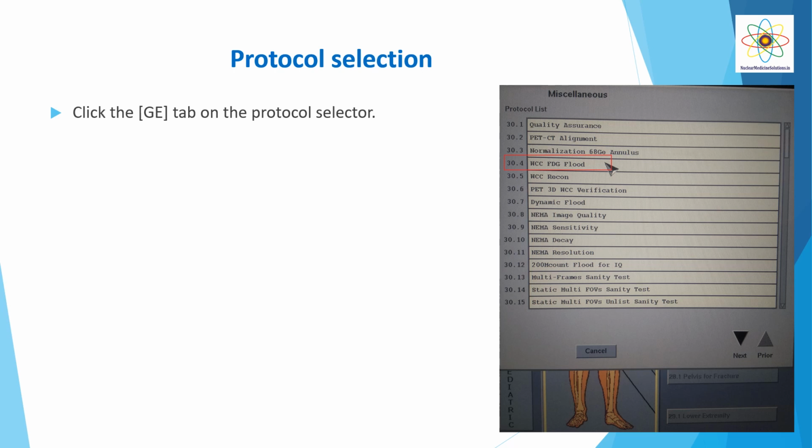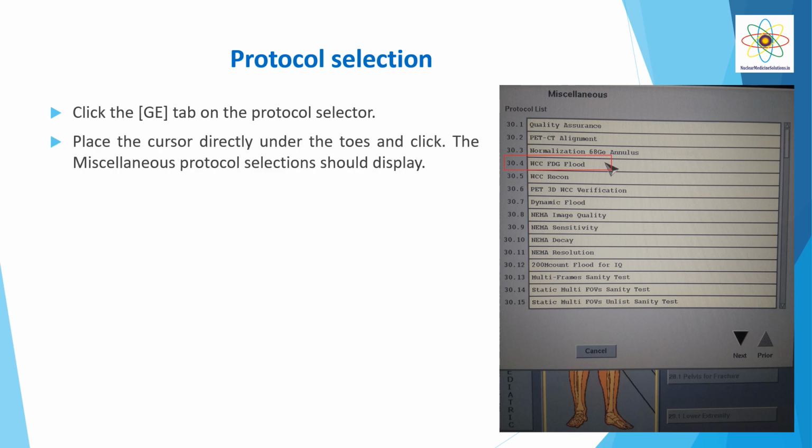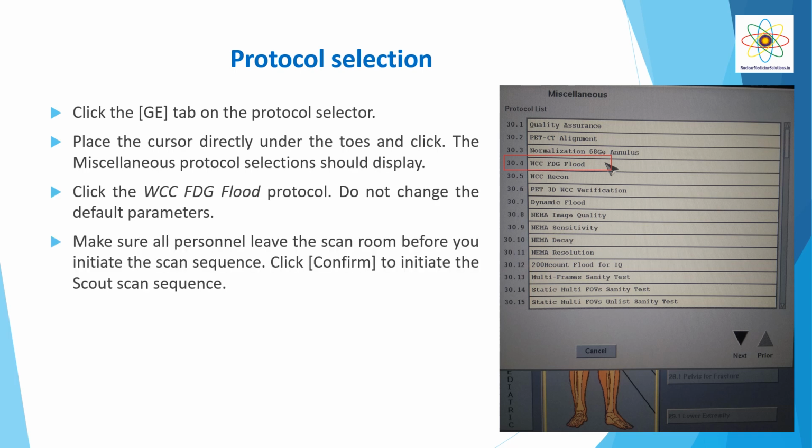Go to the G tab on the protocol selector. When looking at the anatomic ladle, place the cursor directly under the toes and click. The miscellaneous protocol will open. Click WCC flood protocol now. Do not change the default parameters.